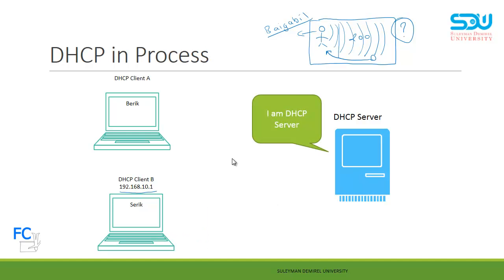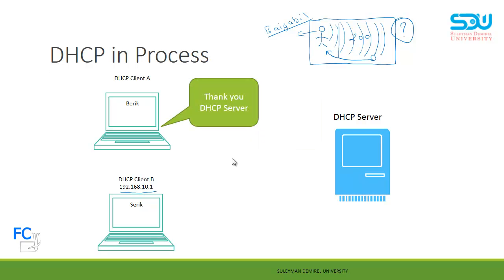And the DHCP server says, I am the DHCP server. He's thinking about it, and I have to give the answer. After that he gives the answer: I am the DHCP server, and I make an offer. He says, do you want to get this IP address? And after that, BRX computer decides, thank you DHCP server, I'll take this IP address. And this is how BRX computer receives an IP address from the DHCP server.